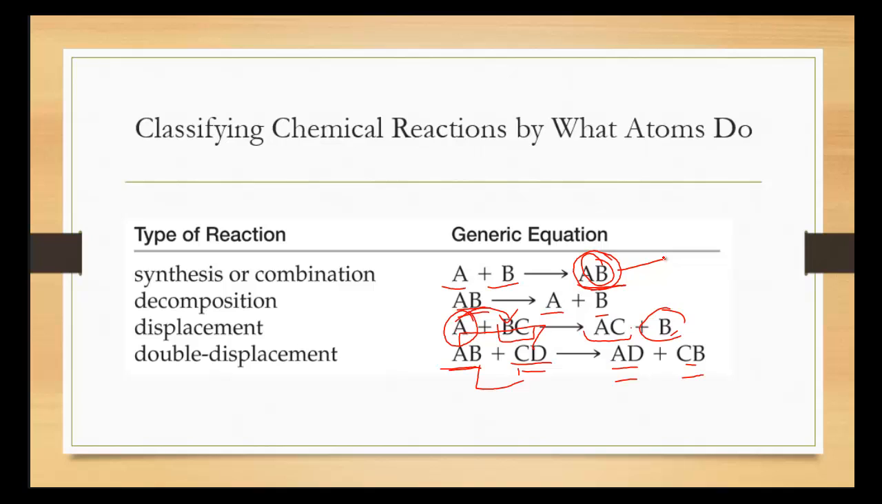Decomposition, you have a single thing on the left. Displacement, you have an element and a compound. And a double displacement, you have 2 compounds. And that's how you identify the types of chemical reactions.